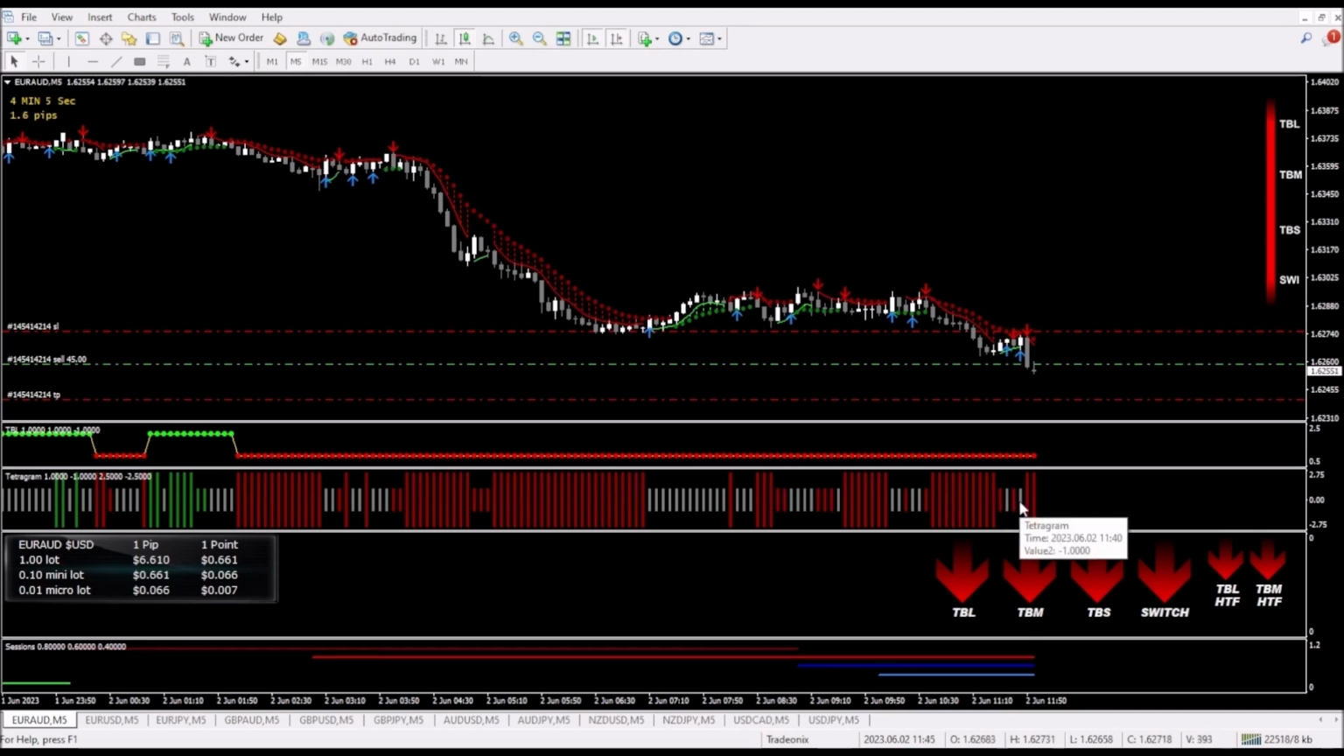Now that we've got that setup, we were looking for the signal, which is what happened on this big gray bar here. We got the signal as this big red tetragram bar appeared. All of the arrows in the arrow panel are red, so we are good to go.